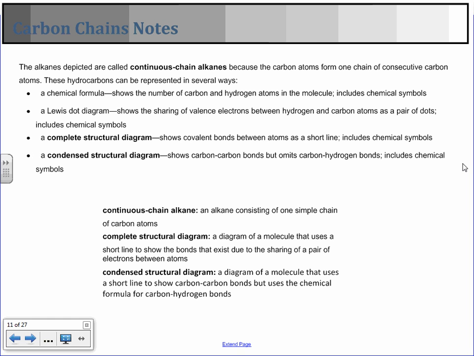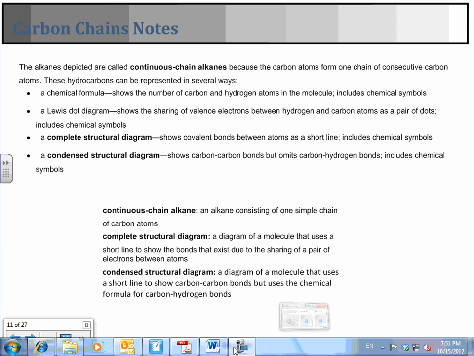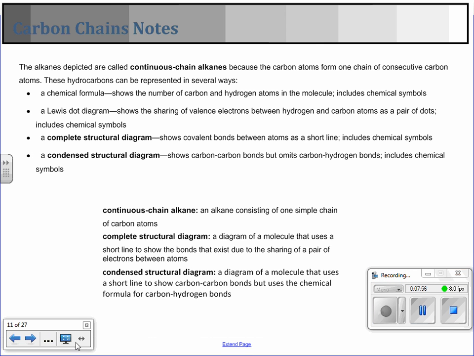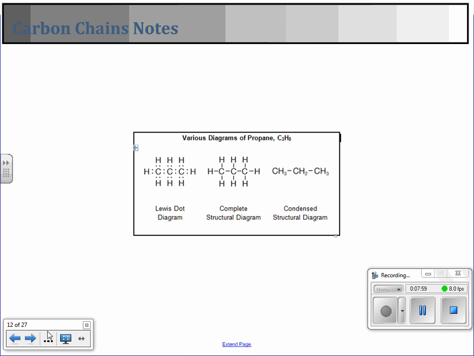So continuous chain alkanes. An alkane consists of one or more simple chains of carbon atoms. A complete structural diagram is a diagram of molecules that uses short lines to show the bonds that exist due to the sharing of pairs of electrons between atoms. And a condensed structural diagram is a diagram of molecules that uses short lines to show carbon bonds and the chemical formula for carbon-hydrogen bonds. All right, so if we look here, these are the various diagrams for propane, which is C3H8. So we've got a Lewis dot diagram, a complete structural diagram, and a condensed structural diagram.